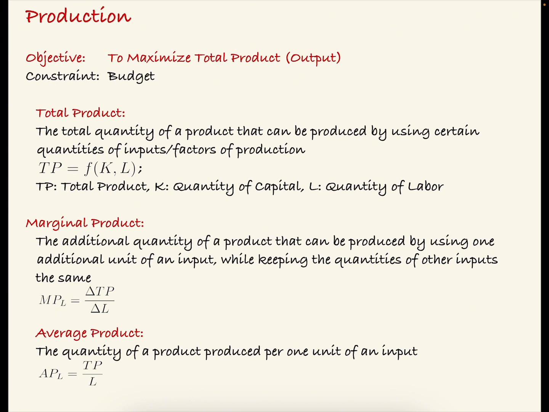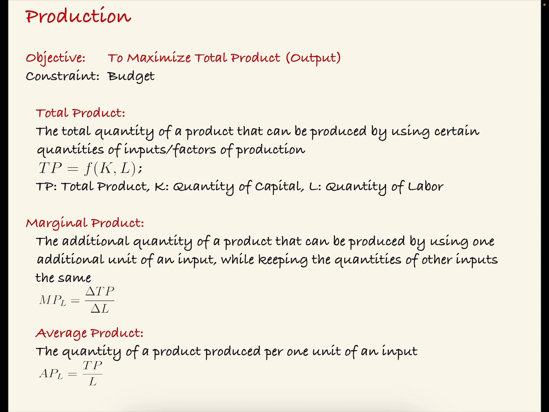Mathematically, this is related by TP, which is total product, being a function of K, quantity of capital, and L, quantity of labor. Now let's talk about marginal product, which is the additional quantity of a product that can be produced by using one additional unit of an input, while keeping the quantities of other inputs the same. Mathematically, it's related by MPL, which equals the change in total product divided by the change in the quantity of labor.